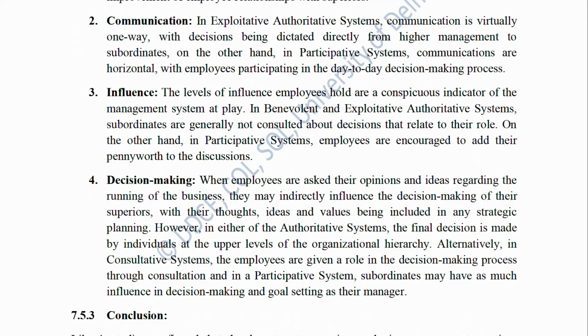Number 3, influence. The levels of influence employees hold are a conspicuous indicator of the management system at play. In benevolent and exploitative authoritative systems, subordinates are generally not consulted about decisions that relate to their roles. On the other hand, in participative systems, employees are encouraged to add their pennyworth to the decisions.